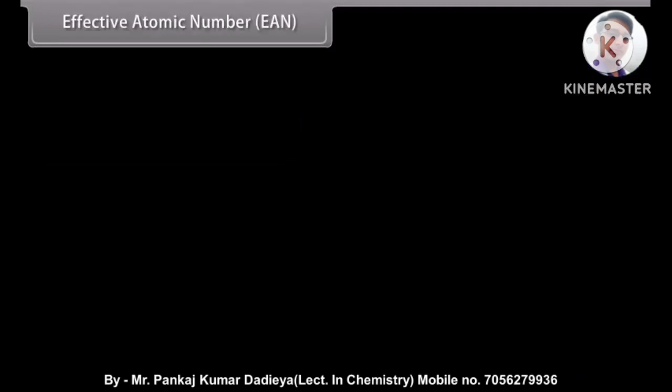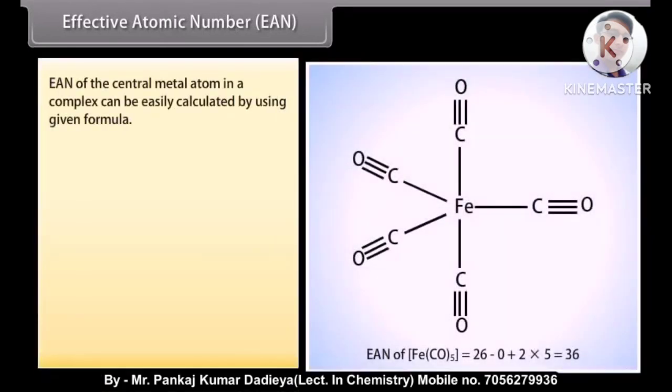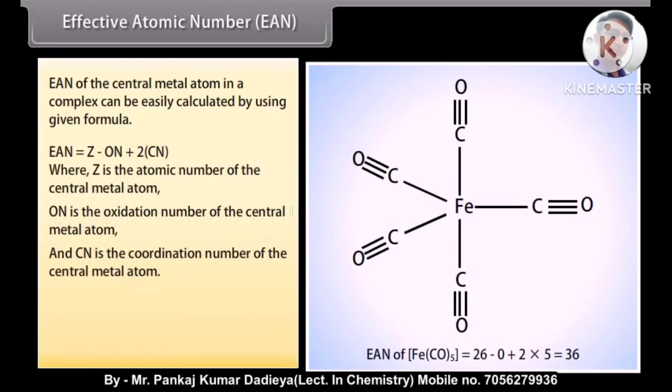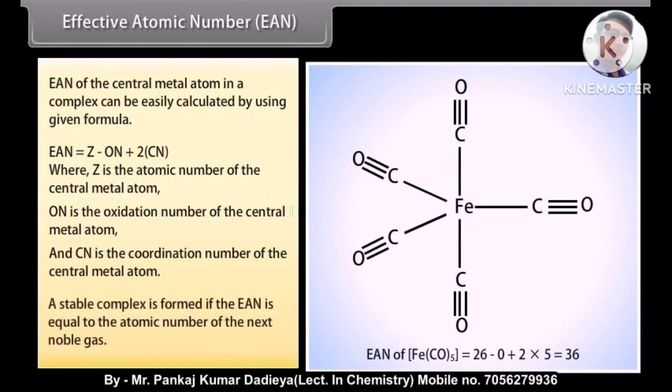Effective atomic number, EAN. The effective atomic number of the central metal atom in a complex can be easily calculated by using the given formula. EAN is equal to Z minus ON plus 2CN, where Z is the atomic number of the central metal atom, ON is the oxidation number of the central metal atom, and CN is the coordination number of the central metal atom. A stable complex is formed if the EAN is equal to the atomic number of the next noble gas.